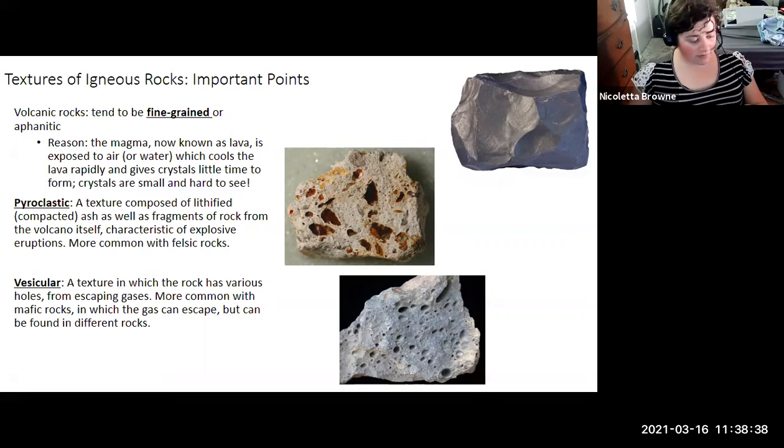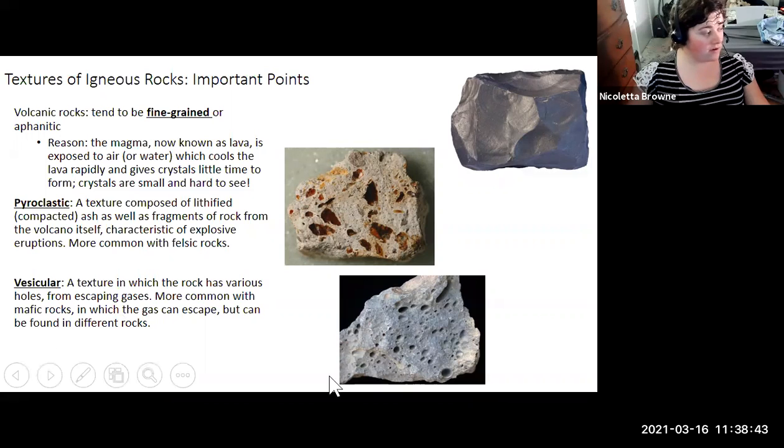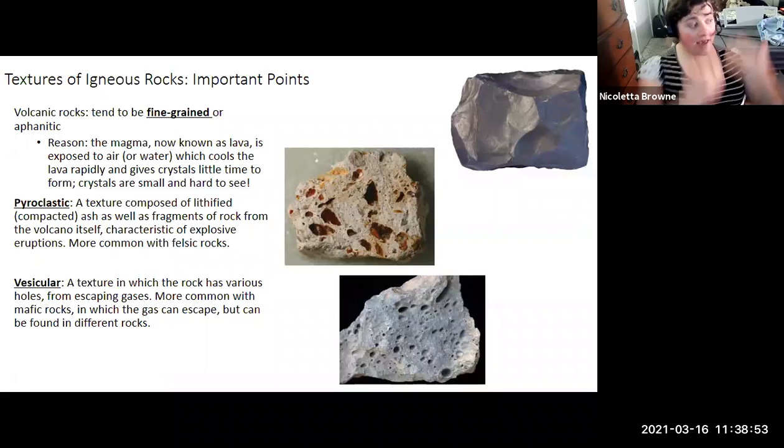Often mafic rocks end up taking on a bit of a red hue because the iron oxidizes. That's not always the case, but this is a really good example of a mafic rock with a vesicular texture, and so is this one. This one also has iron in it, it just hasn't oxidized as much. And the holes are from gas escaping, and this is a lot more common in mafic rocks because mafic lavas aren't as sticky, and the gas can escape more easily without causing an explosion.